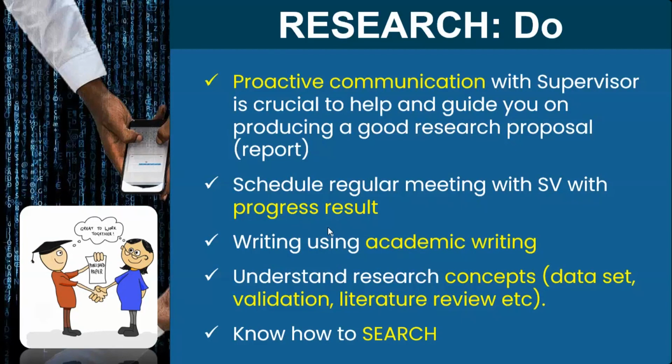Please write your thesis and research report using academic writing. Academic writing means that in a thesis you need to explain and describe, not like an assignment in point form. We don't like too many point forms. We want explanation. And understand the research concept, data set, validation, review, and know how to search. There are lots of tools that you can use, Google Docs and so on, and know how to research.